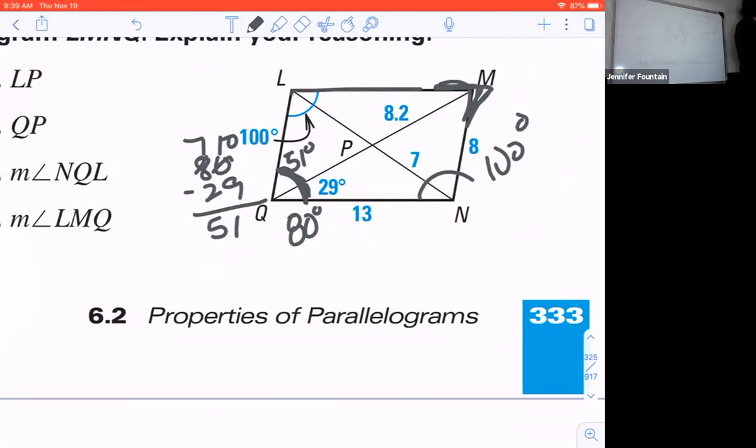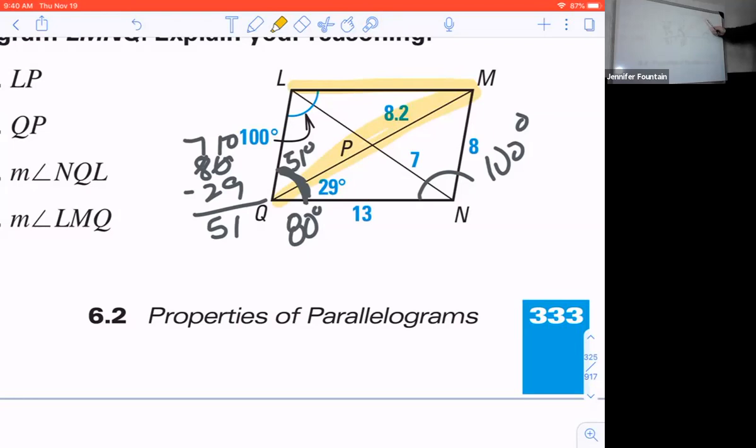151. No, we're doing LM, oh wait, sorry, LMQ. Let me do that in a different color real quick. So I'm talking about LMQ. So I'm talking about this angle right up here. So what is it going to be?